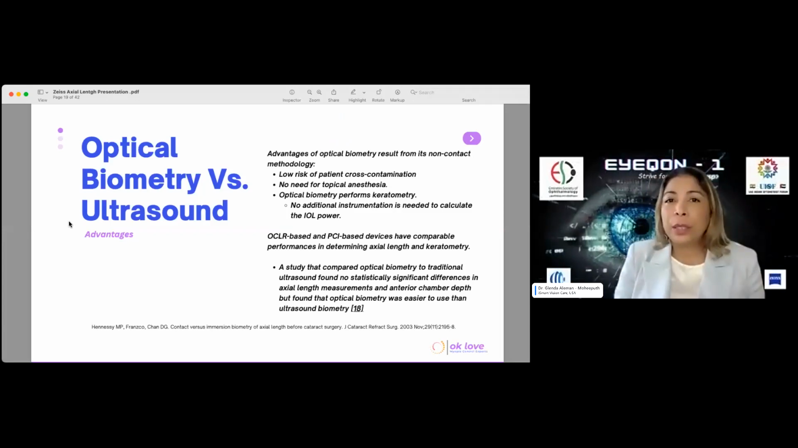So this is a summary of the two different types of biometers. One advantage of optical biometers is the low risk of patient cross-contamination because there is no contact. There is no need to use anesthesia because we're not touching the cornea. Optical biometry can also perform keratometry, so if you are an ophthalmologist, you don't need a separate instrument to measure the IOL power. With OLCR and PCI devices, we also have comparable performances. A study compared optical to ultrasound biometry and didn't find any significant difference.